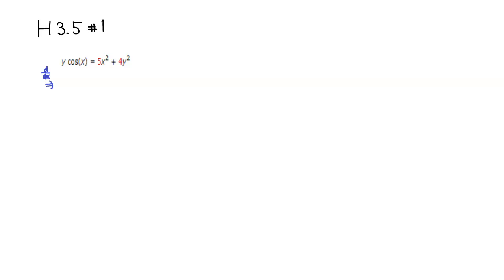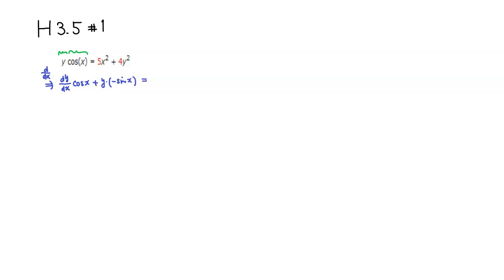Since we have two things multiplied together, this is going to be the first guy, this is going to be the second guy. So apply the product rule. The derivative of the first guy is dy over dx times the second, so you have cosine of x, plus the first guy, y, times the derivative of the second guy. The derivative of cosine is negative sine of x.